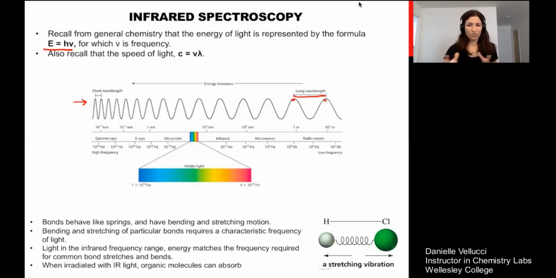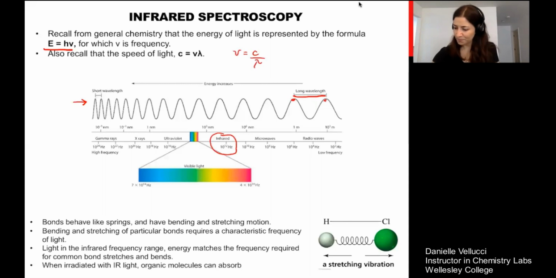We're familiar with the electromagnetic spectrum, which places light of all different wavelengths along a spectrum. Visible light is right here in the center, and then at a slightly longer wavelength, we have infrared light. You may also recall from general chemistry the formula that the speed of light is equal to the frequency times the wavelength, and from this correlation, we know that ν equals c over λ.